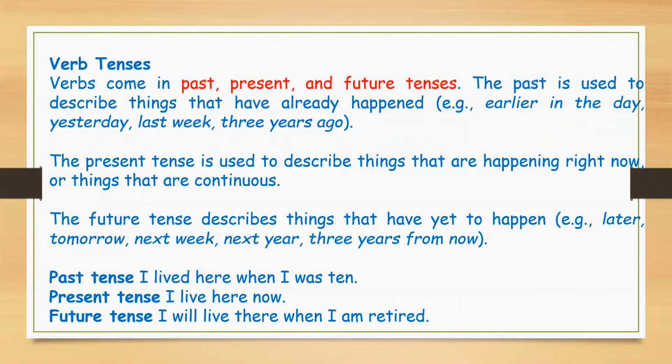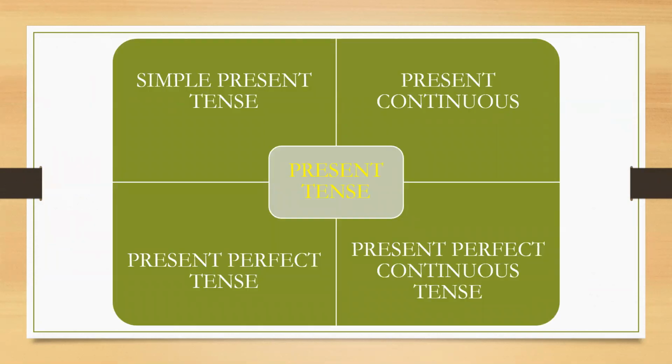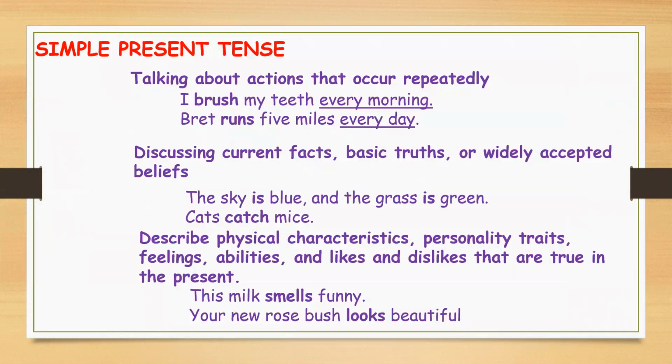So each and every tense, past, present, and future, has four different kinds. For example, present tense: simple present, present continuous, present perfect continuous, present perfect. So there are four different varieties in a present tense. Let's further look into the details of present tense.